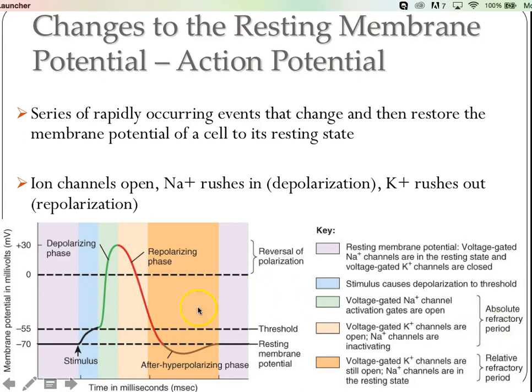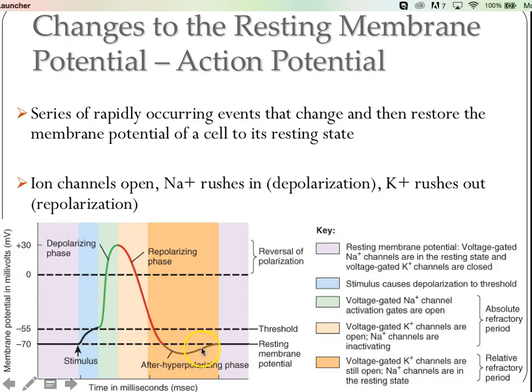Now, in a relative refractory period, down in here, the sodium channels are in the resting state, but the potassium channels are still open. So now I can get another action potential to occur, because the sodium channels are ready to open up again for me. However, we're still losing positive charge. So it's going to take a much stronger stimulus to get a second action potential anywhere in this orangish bar area.